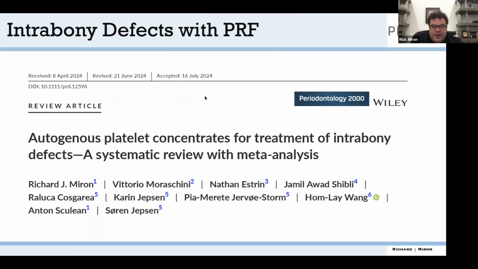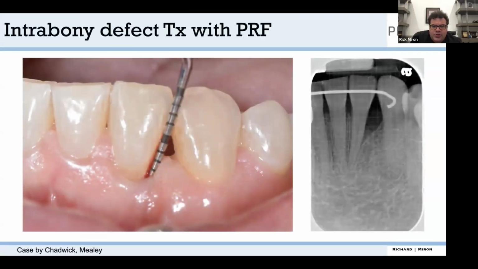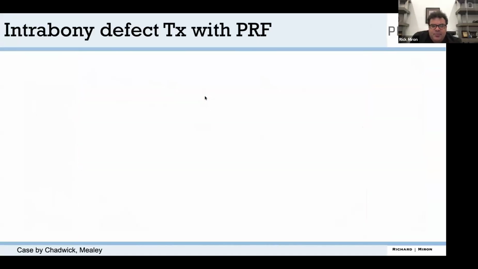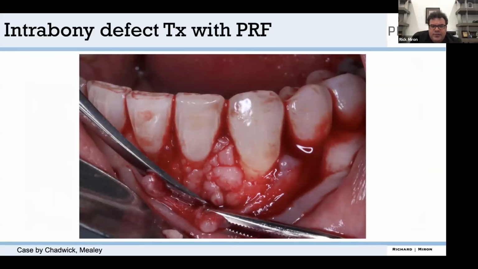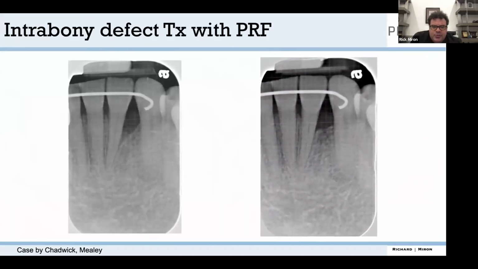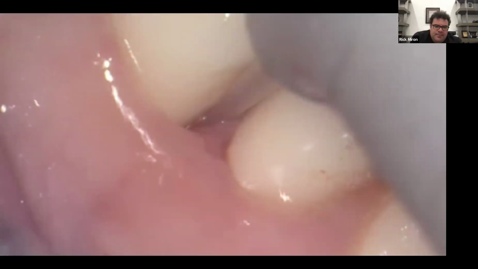In the intra-bony defect world, same thing. A lot of work's been done in this space. Historically, we would use PRF to do surgery. And again, as things have gotten better and better, we try and avoid surgery more and more. So this is what was done 10 years ago to treat intra-bony defects with PRF.